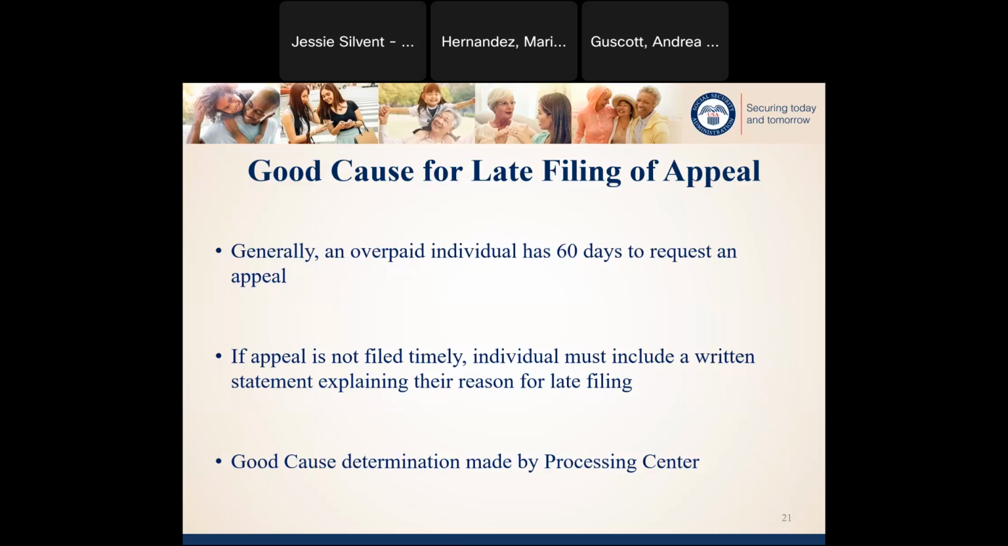A few examples of late filing could include someone who was perhaps seriously ill, maybe they were inpatient in the hospital or incapacitated due to a medical condition. Perhaps there was a death or a serious illness in their immediate family.